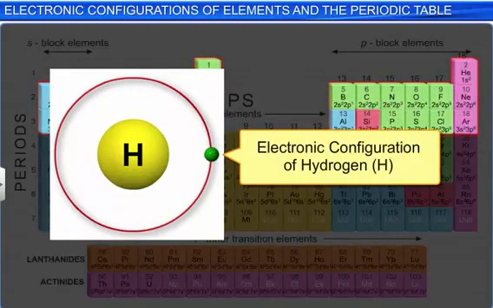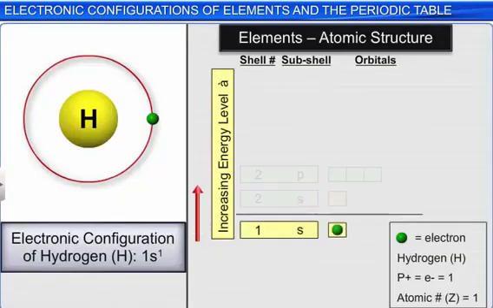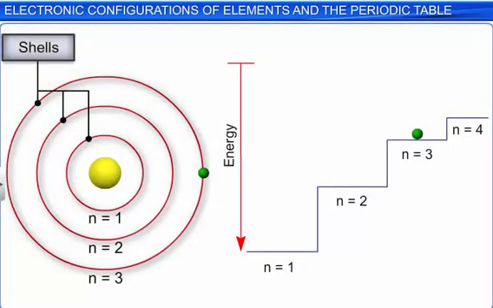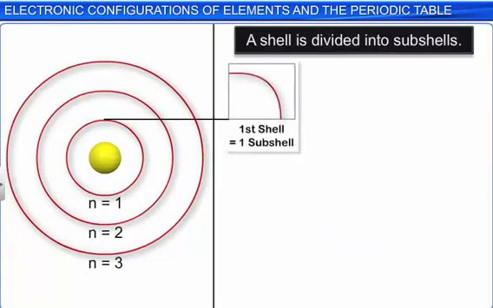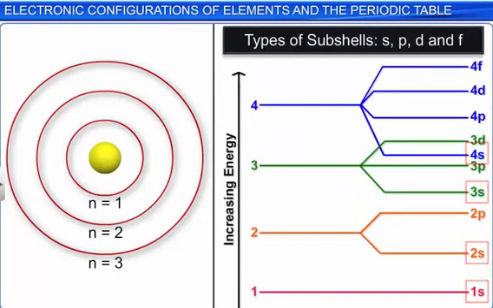To find the answer to this question, let's first review what electronic configuration means. The term electronic configuration refers to the distribution of electrons in the shells and orbitals of an atom. The principal quantum number of a shell, n, defines the energy level of an electron and gives its distance from the nucleus. Shell is further divided into subshells. These are S, P, D and F.